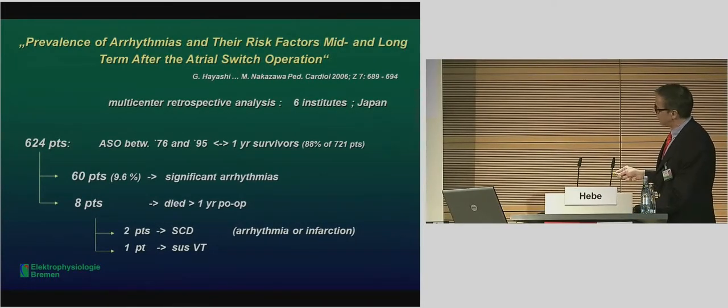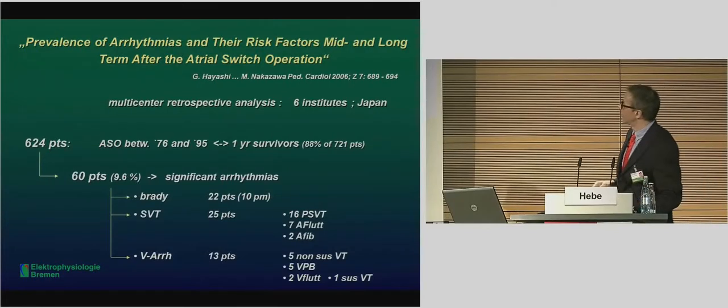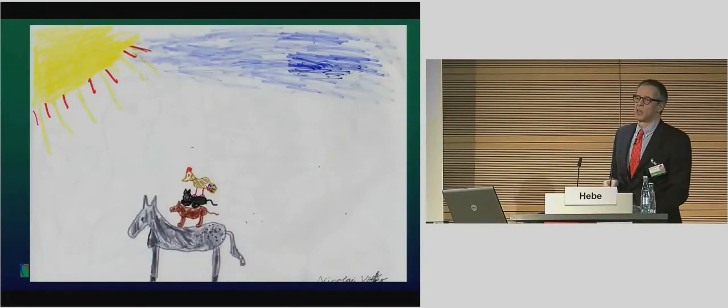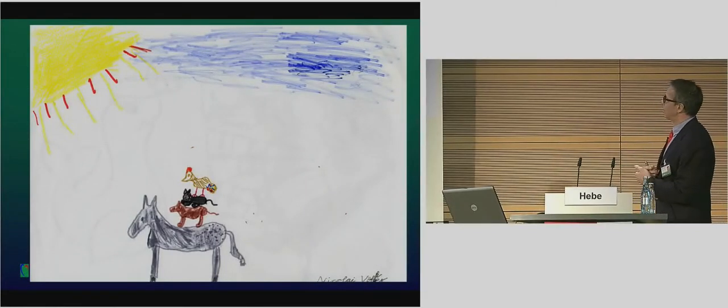The arrhythmia-related number of deaths, so-called sudden cardiac deaths, according to arrhythmia or infarction, more likely according to arrhythmia, were only encountered in 2 of the 624 patients. And if you look at what these significant arrhythmias have been, we see that 1/3 of it was bradycardia, and we heard this already today, and then 1/3 were supraventricular tachycardia or ventricular arrhythmia, the lower group. But again, a little lower number than we have seen in the atrial switch operation group.